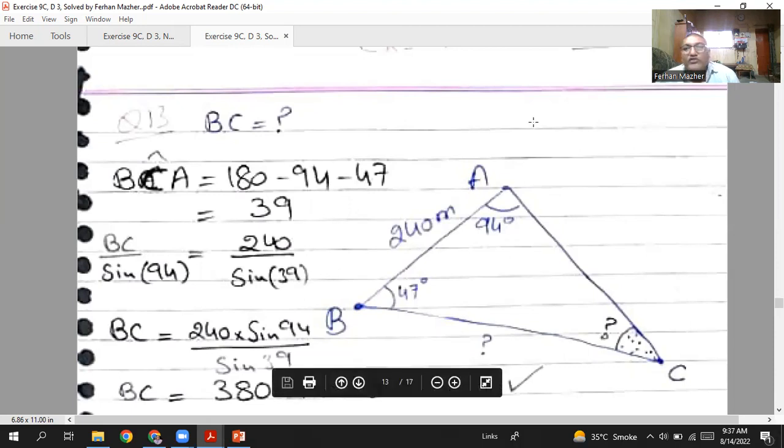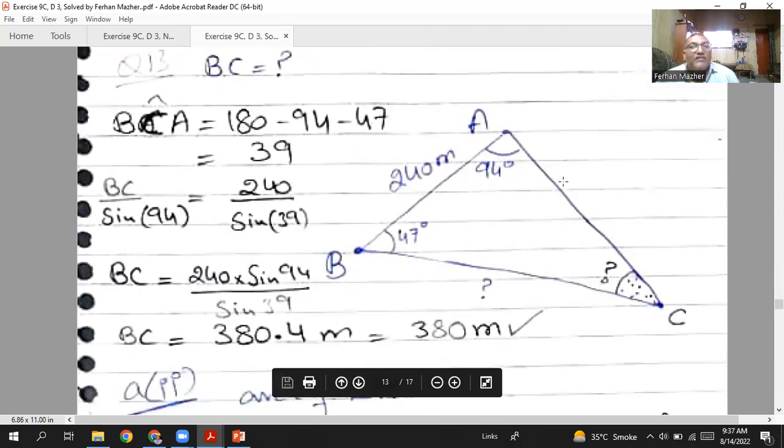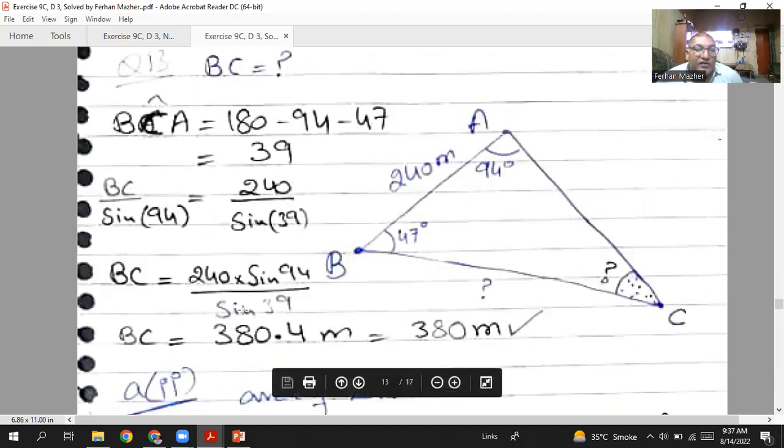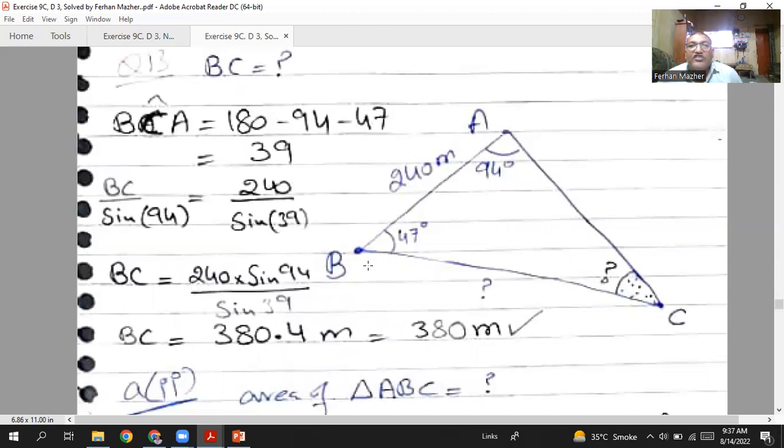So I will use the law of sines. BC divided by sine 94 equals 240 divided by sine 39. We will rearrange, and you will have BC equals 240 multiplied by sine 94 divided by sine 39, and you will get 380.4. So that's approximately 380 meters. This is how you will calculate BC.